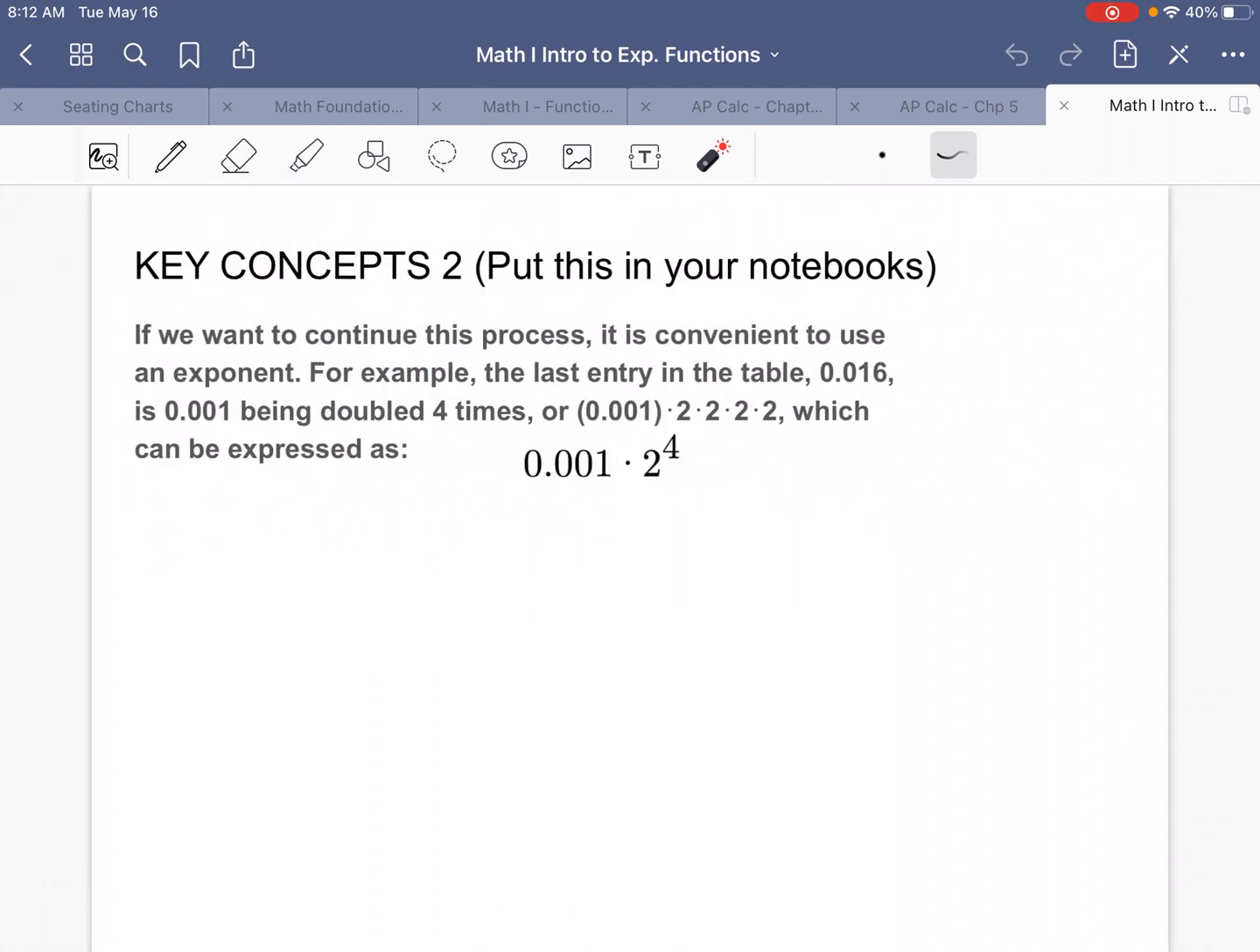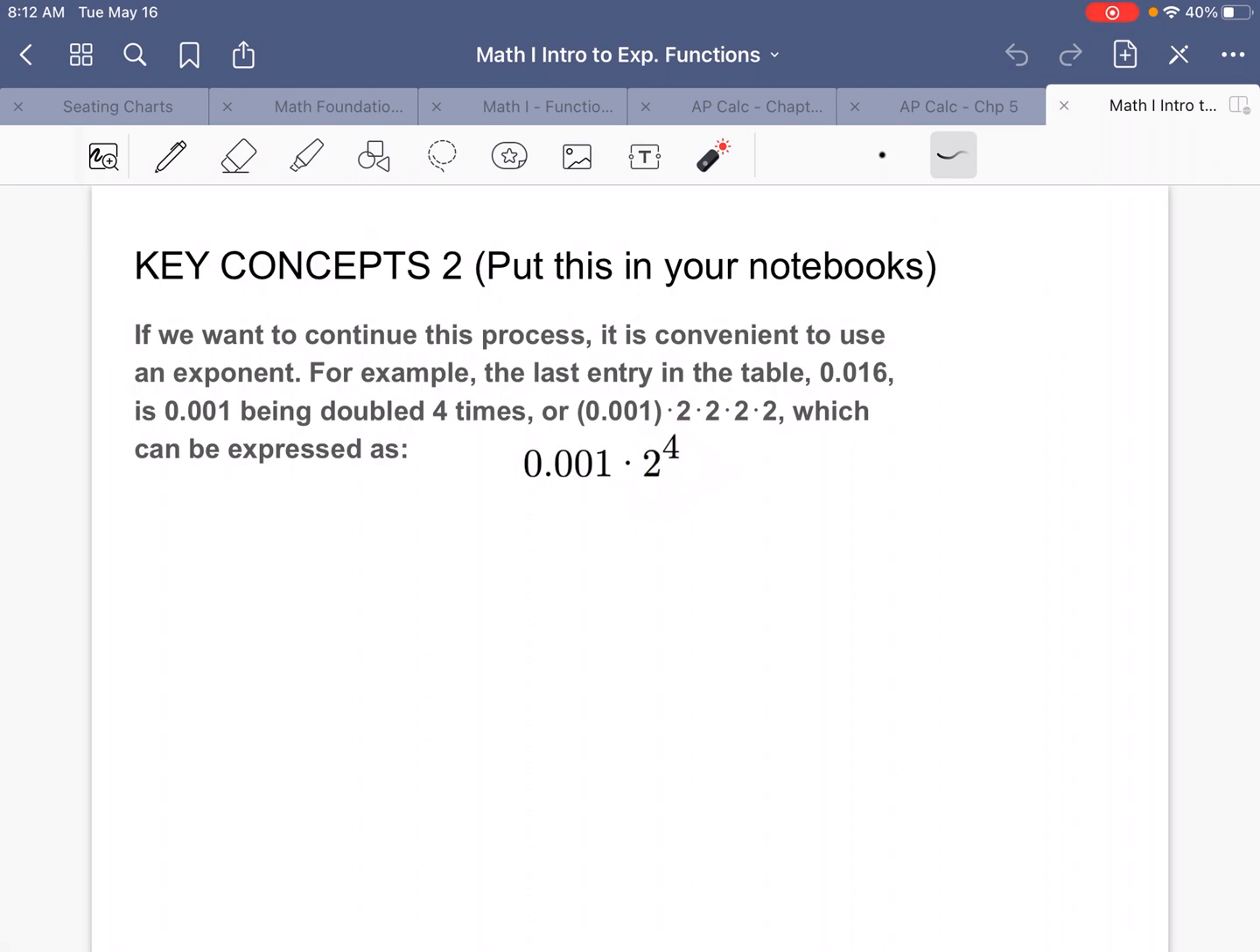Now, this repeated multiplication process, we can simplify it. Instead of writing out multiple multiplications, we can use exponents, because remember, exponents represent repeated multiplication. So this 2 times 2 times 2 times 2, there's 4 of them. We can represent that with 2 to the 4th power.